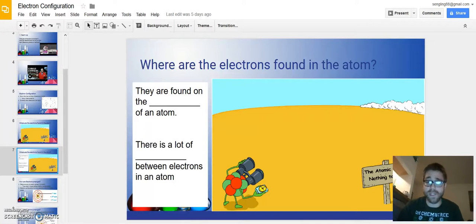Remember, on this quiz, we're going to cover three important topics: electron configuration, chemical and physical change, and chemical and physical properties. So let's begin with electron configuration. One of the important things to remember about electrons is that they're found on the outside of an atom, and there's a lot of space in between them.